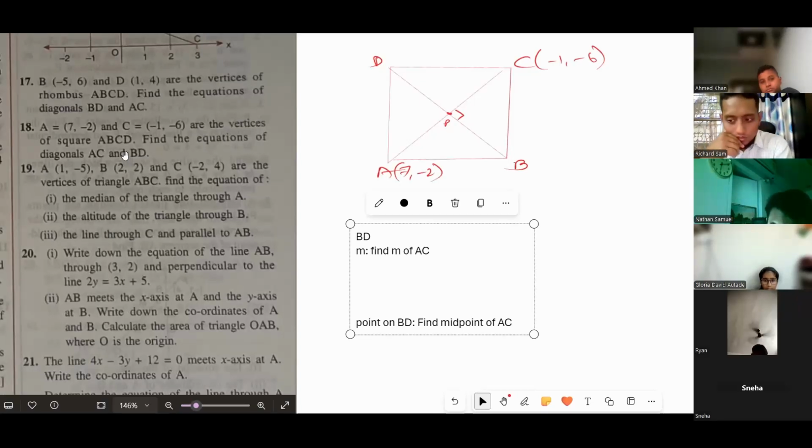Now, can we do the 19th one from your book? We have done a very similar one to this, I think so. 14C exercise. Same one. Yeah, median, altitude was there, no?